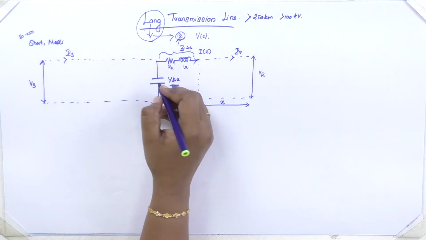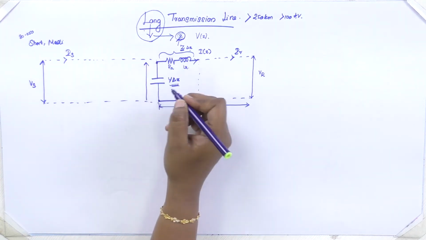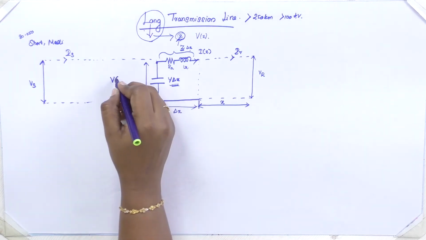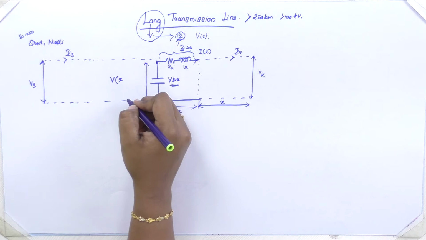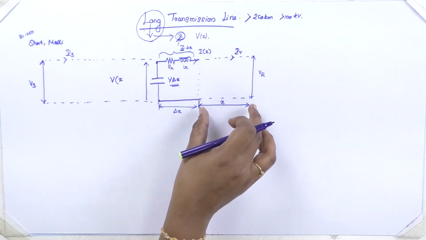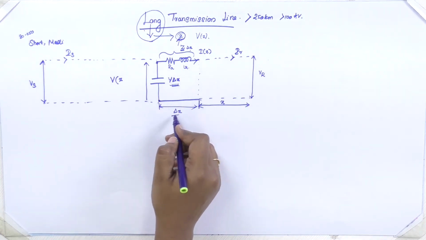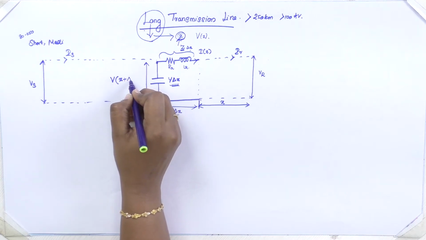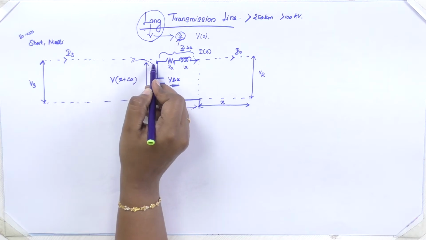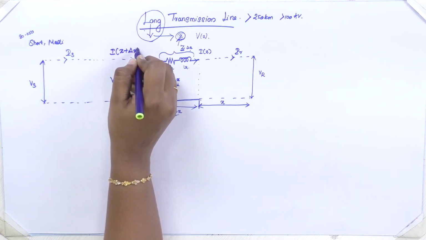What is the voltage present at the point of my shunt capacitance? That is V. Of course, it is at the distance x. We are going to calculate Vx. My shunt capacitance is at the distance x, and it also includes the value of the distance del x. So x plus del x. So the current flowing at this point will be I of x plus del x.